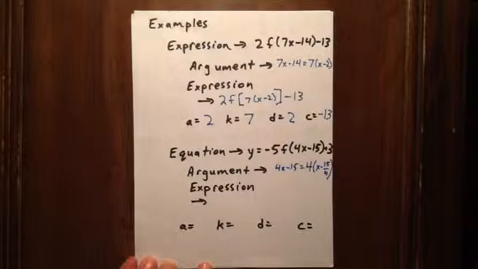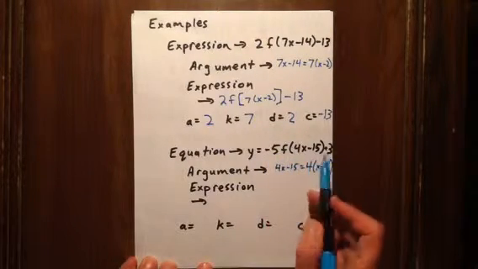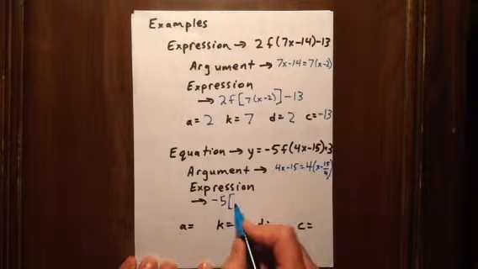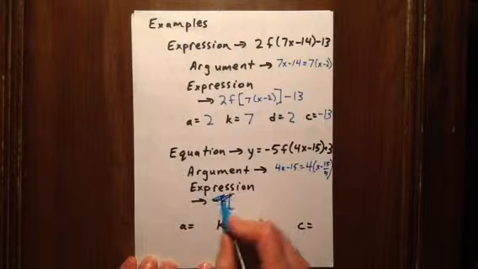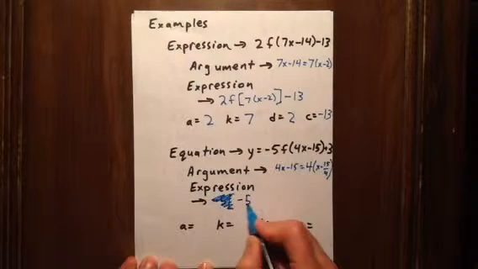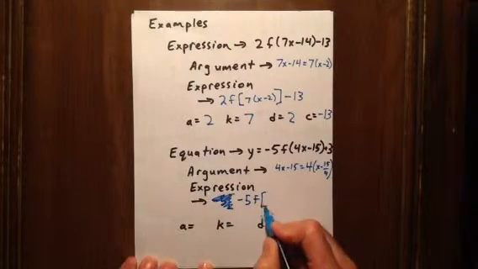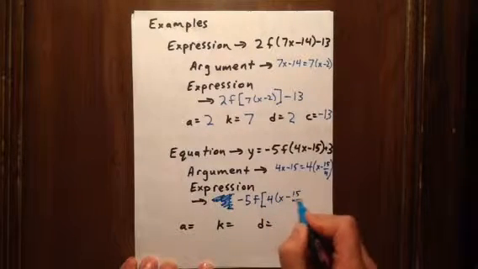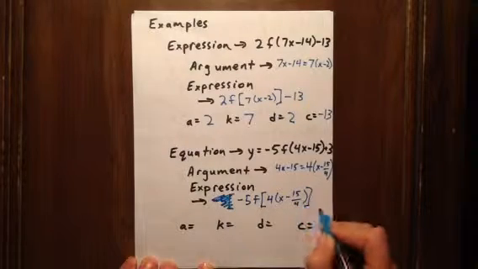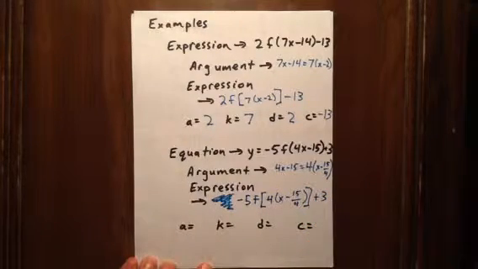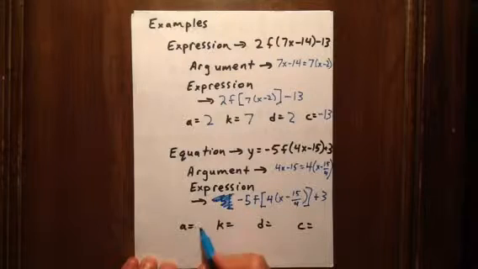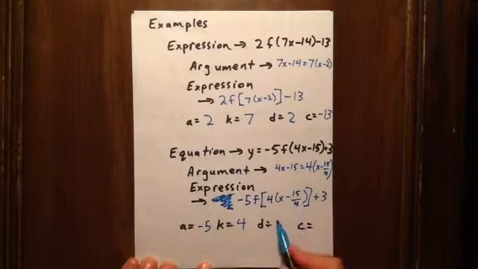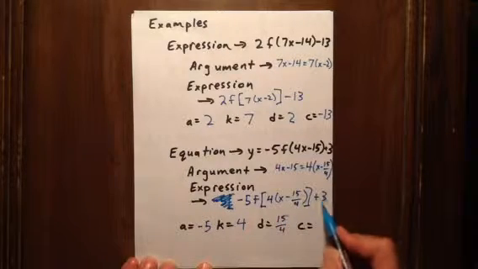The expression now is written this way. Well, we can write it as negative 5f, open up a square bracket, 4, x minus 15 over 4, plus 3. I now know my value of a is negative 5, my value of k is 4, my value of d is 15 over 4, and my value of c is 3.